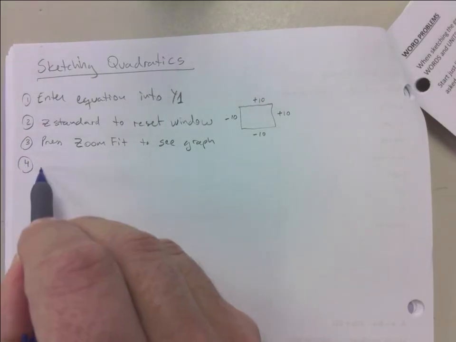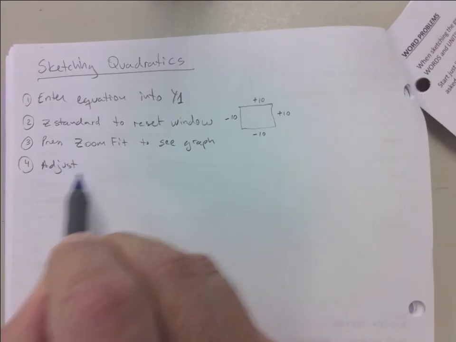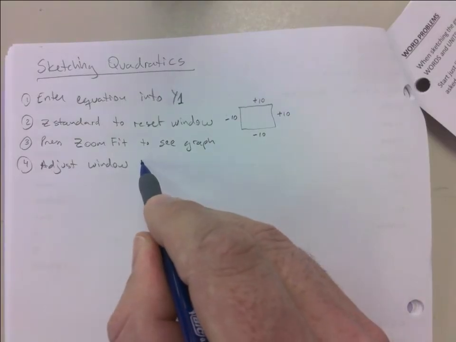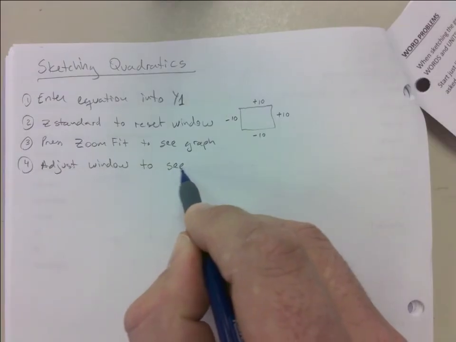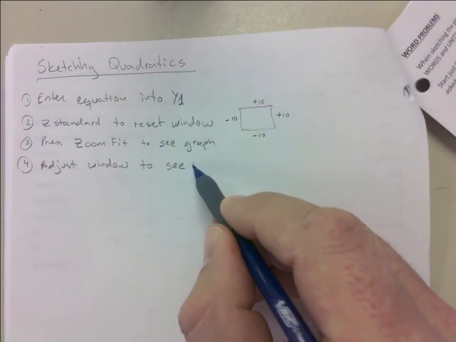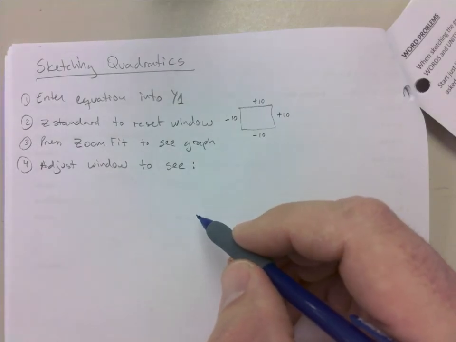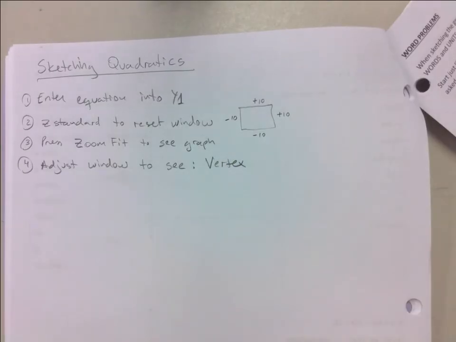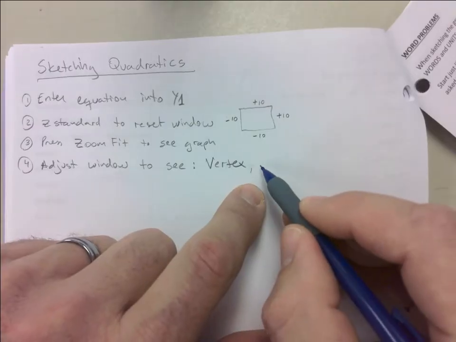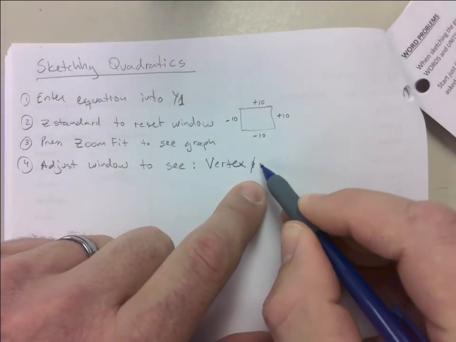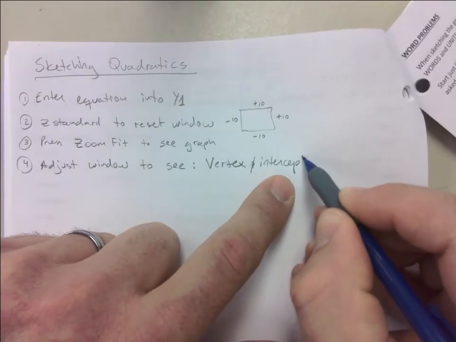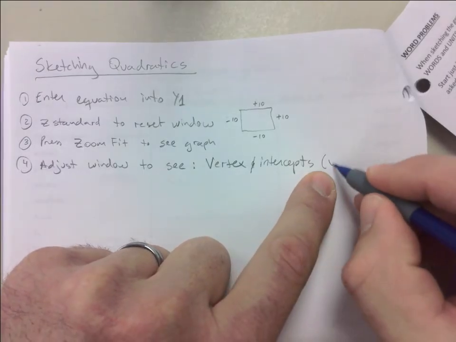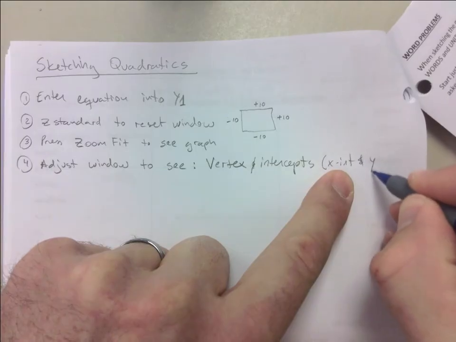Number 4, adjust window to see what are the things that we need to see for sure. First one stands for the V, vertex. And intercepts. And when I just say intercepts, I mean collectively all intercepts. So x-intercept and y-intercept.